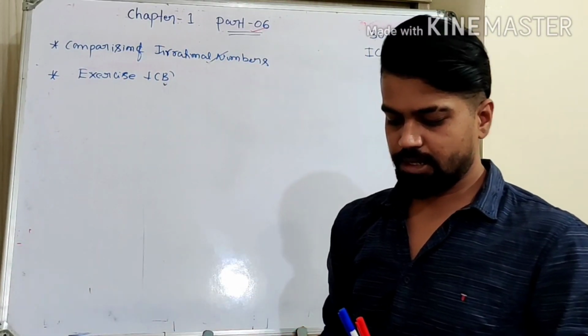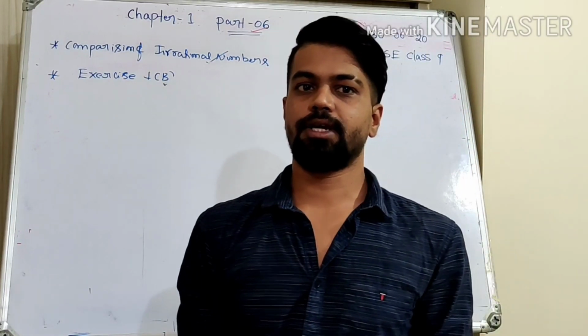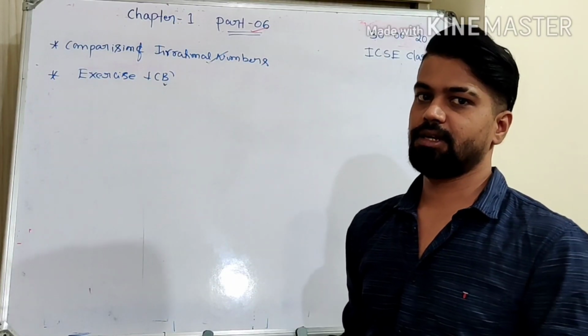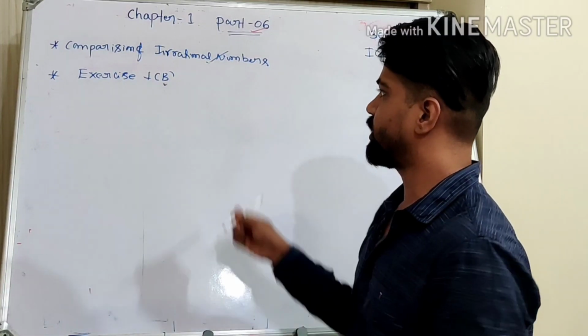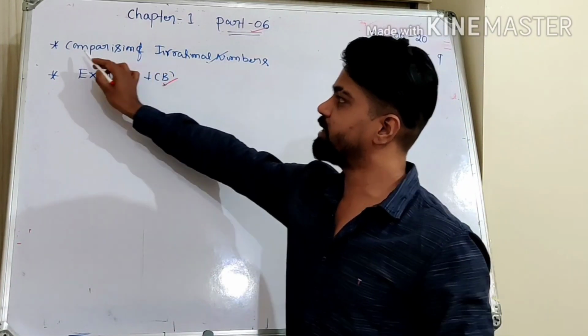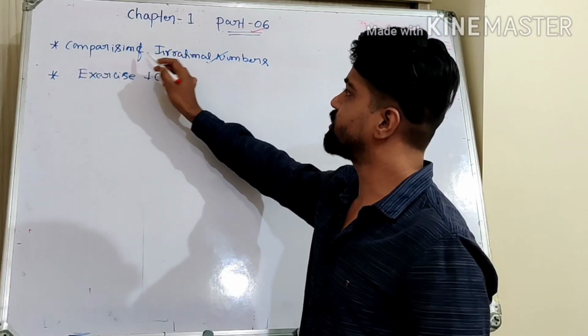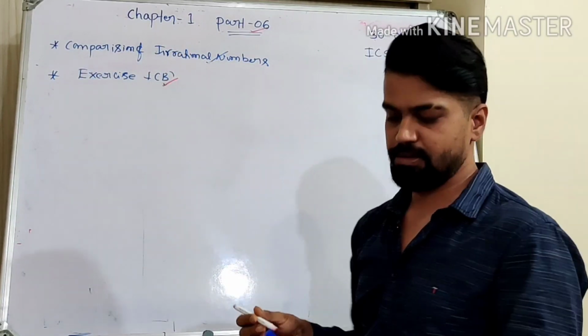In the last class, we saw an introduction to irrational numbers, the properties of irrational numbers, and some questions within the examples. We'll be entering into exercise 1b after seeing a brief concept about comparison of irrational numbers.